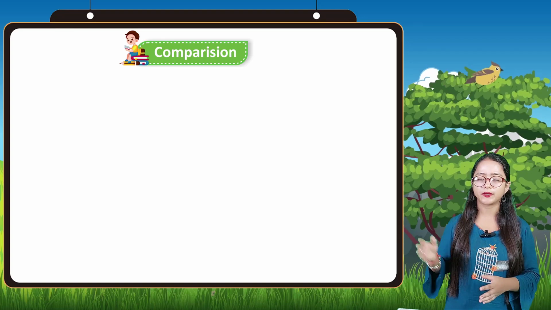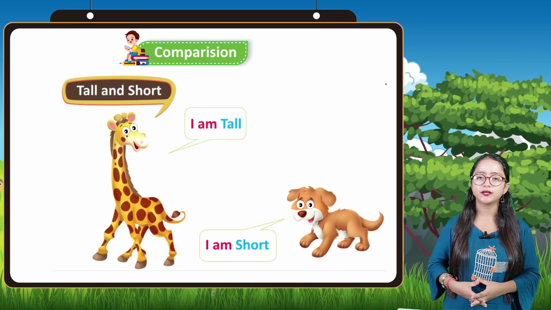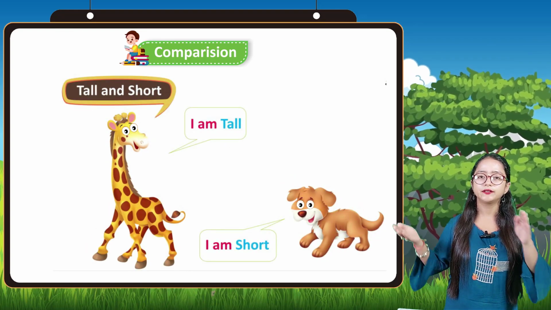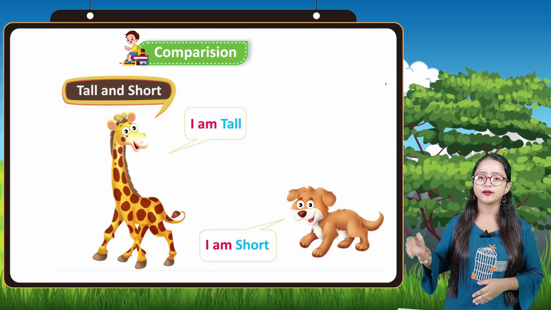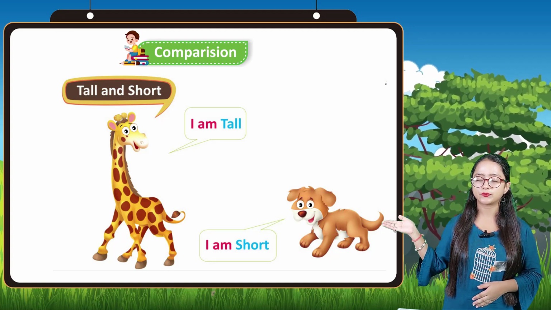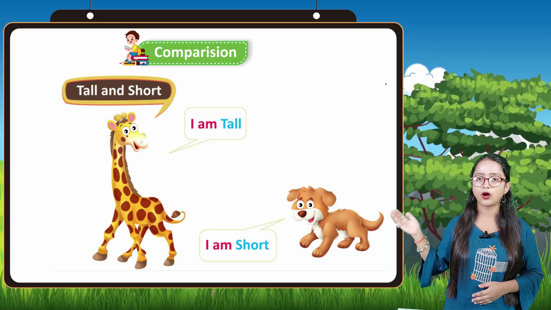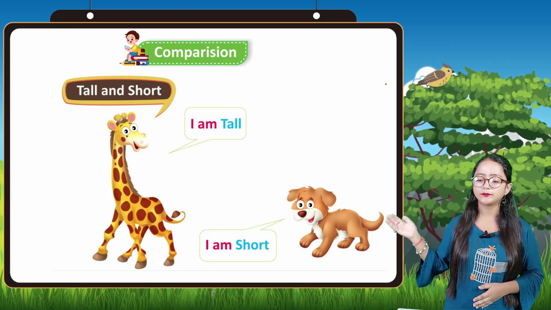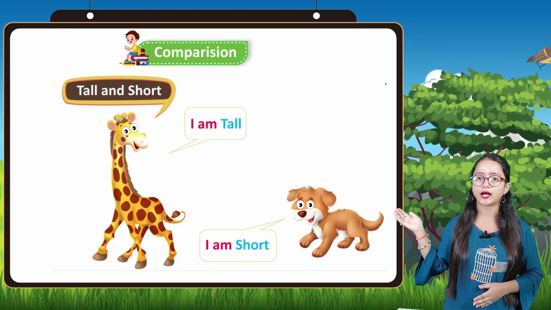Now turn the page and there is another comparison. It is about tall and short. First you can see that one is tall giraffe. I am tall. Next one, I am short. That dog is short. I am short.